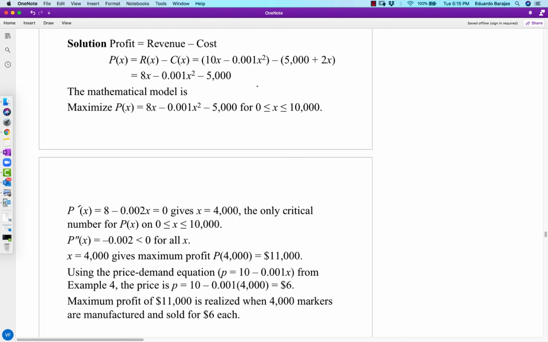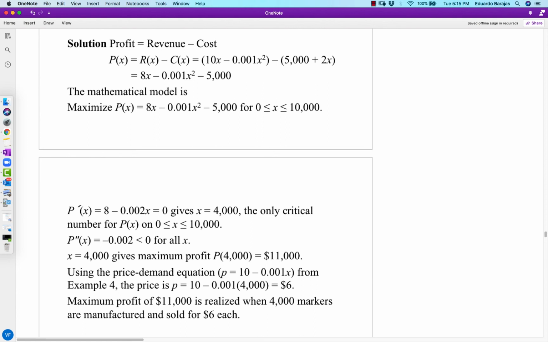Okay, so here's what your author wrote down. Exact same thing, but just really compact, so it might be hard to follow. So profit equals revenue minus cost, right? So here's our revenue equation. Here's our cost equation. We can combine those, simplify them to get this. This is the same equation we got. So here is the model we want to maximize. P of x, profit, remember in this case capital P is profit, equals 8x minus 0.001x squared minus 5,000.